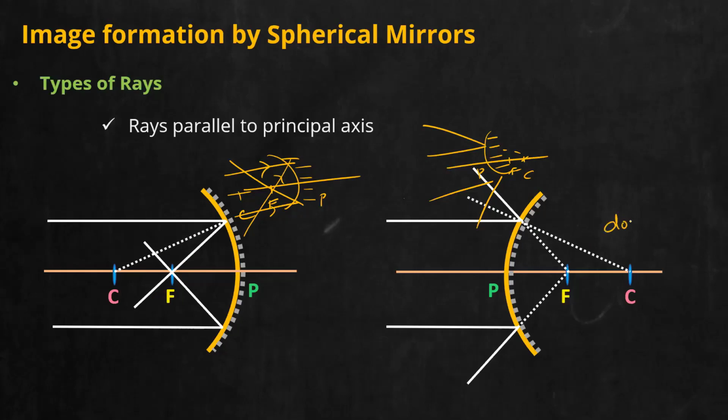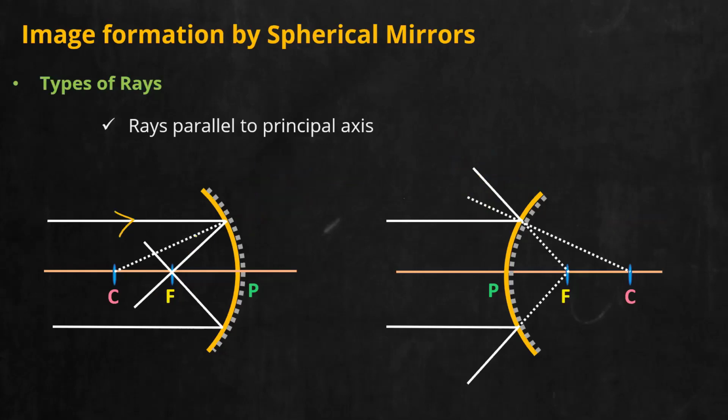Do it fast. If you're completed, you can tell yes. And don't forget about the arrows. Here I have not ignored the arrows. Arrows are very important. Parallel rays going towards the mirror, then reflected.